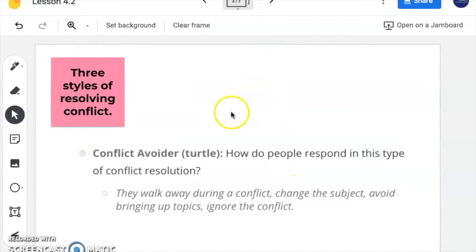The three styles of resolving conflict involve the turtle, the owl, and the shark, which we previously talked about in lesson 4.1. But as a reminder, the conflict avoider is known as the turtle. How do people respond in this type of conflict resolution? Well, if you're a conflict avoider or the turtle, they walk away during a conflict, change the subject, avoid bringing up topics, or ignore the conflict.